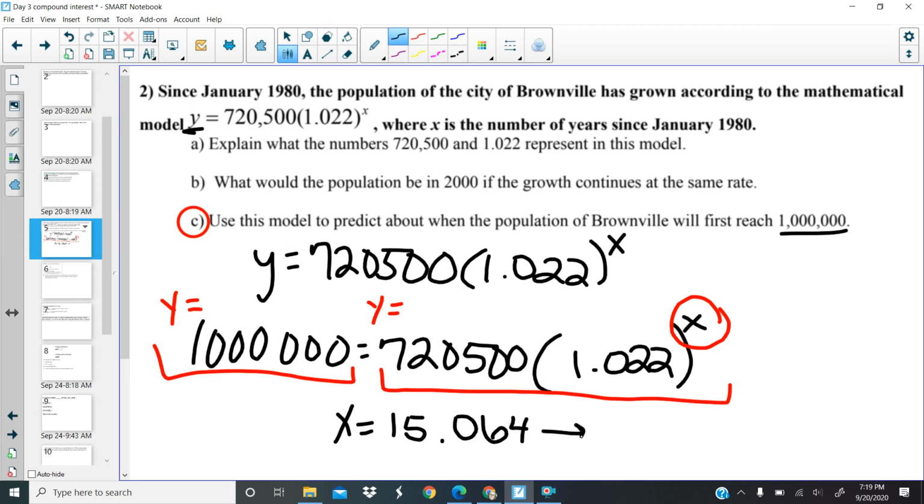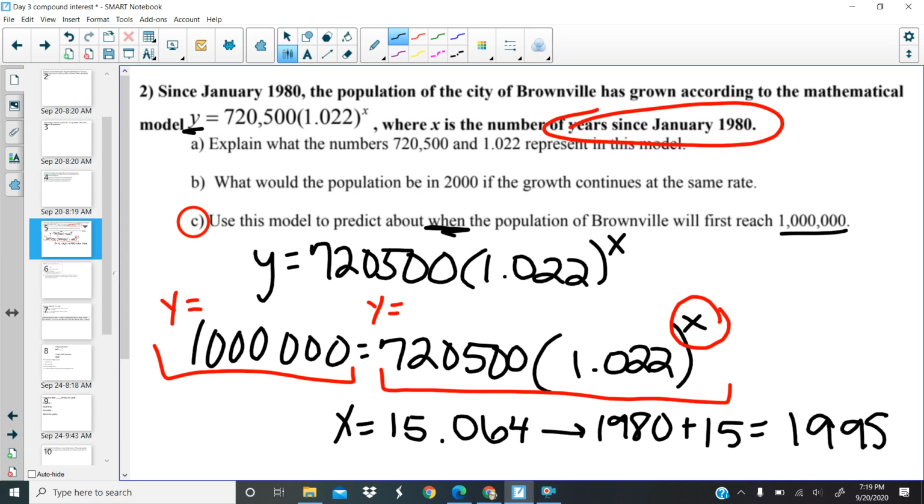So it's saying when will the population reach that? Well, it's 15.064 years, but then you need to know when that is. And so you're using the fact that that's the number of years since 1980. So that means 15 years have passed since 1980. So the actual year would be 1980 plus 15, or 15.064. But either way, it would happen during the year 1995. So that would be your answer.